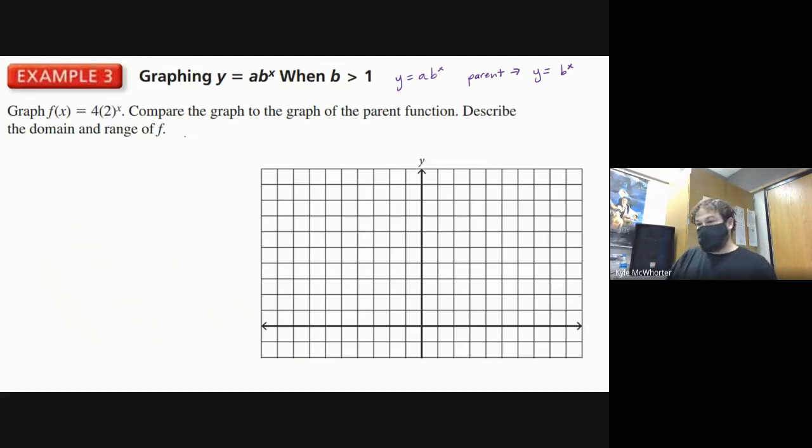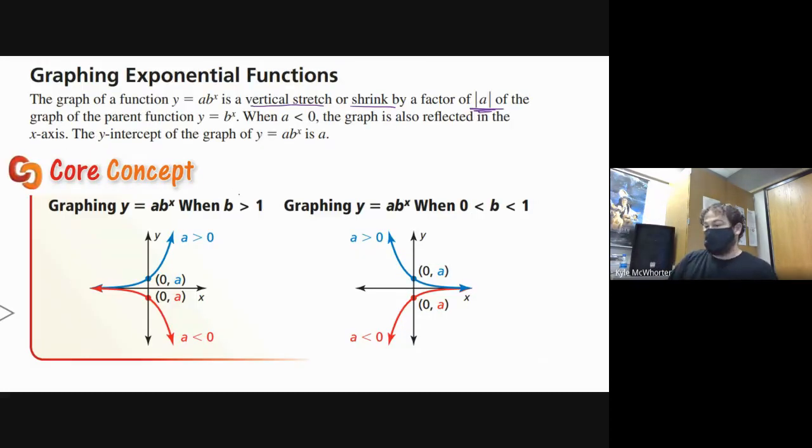So the parent function for this function, for f of x, so if f of x is 4 times 2 to the x, our a is 4 and our b equals 2. If we take a quick peek back at our last page of notes, we can tell how our graph is supposed to look. A is positive, and b is bigger than 1. So when a is positive and b is bigger than 1, our graph should look something like this blue one.